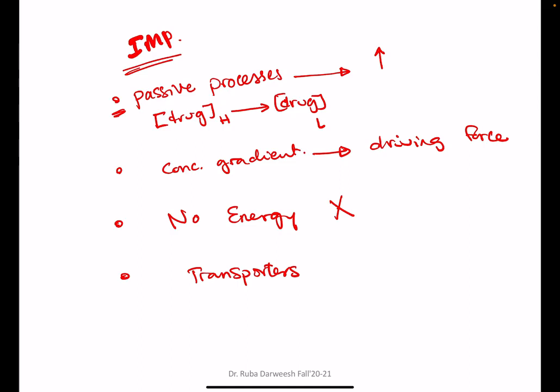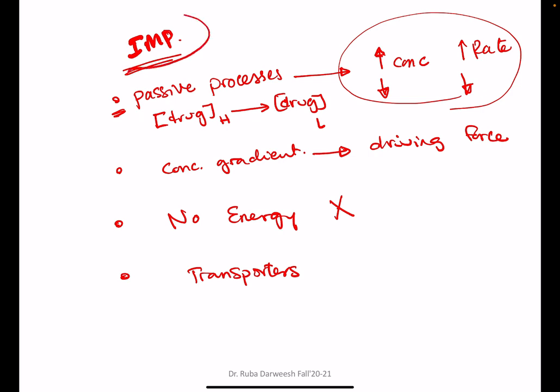Okay, so in passive processes, as the concentration of the drug increases, the rate of the process increases. As the concentration of the drug decreases, the rate of the process decreases. And this is what we know already about what?